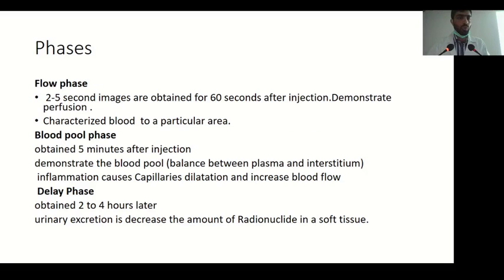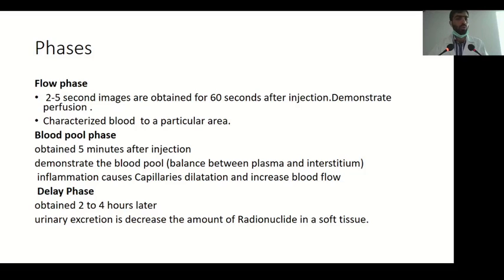It has 3 to 4 phases. Flow phase: 2 to 5 second images are obtained for 60 seconds after injection. It demonstrates perfusion, the blood supply to a particular area. Blood pool phase: obtained after 5 minutes. It demonstrates the blood pool balance between plasma and interstitium. If there is inflammation, it causes capillary dilatation, so it will show increased blood flow.